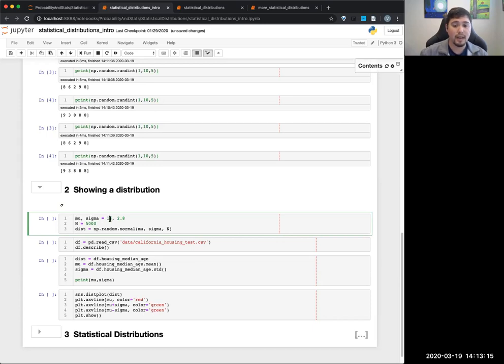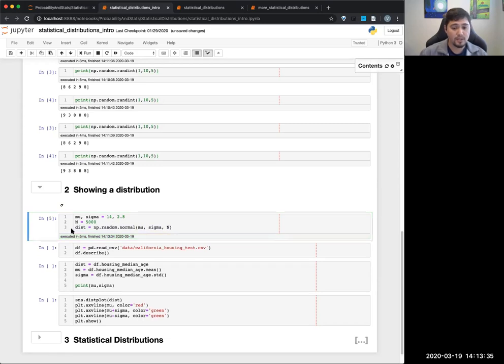Okay, so I'm saying an average of 14, a standard deviation of 2.8, and then I'm saying n is 5,000 instances. And I can actually make this distribution by saying np.normal. We'll talk about what a normal curve is. I'll put mu, so that's my average, which is 14, sigma is 2.8, n is 5,000. I'm just putting random numbers in here, it doesn't really matter. So now I have this distribution in here.